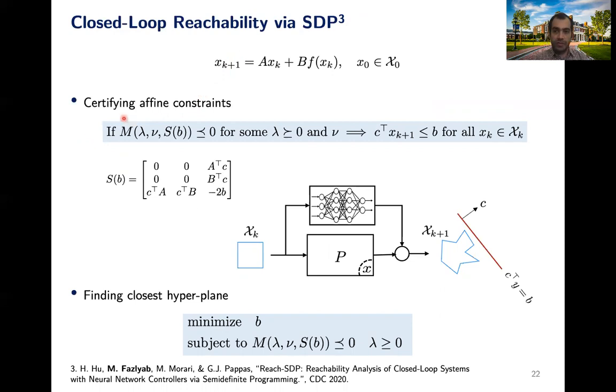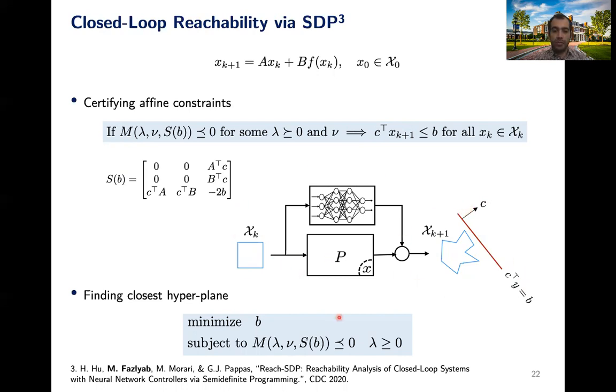For this particular case, we can, for instance, certify affine constraints using exactly the same semi-definite program that we just developed. We only need to change the matrix S and parameterize it in this way. If we define the matrix S in this way, where A is the state transition matrix of the LTI system and B is the input matrix of that system, C is the normal direction of the hyperplane, and b is the offset of that hyperplane, then if the LMI is feasible, the output reachable set of the dynamical system at time k plus 1 will not cross the hyperplane defined by normal direction C and offset b.